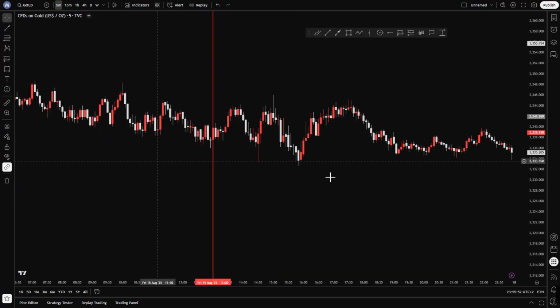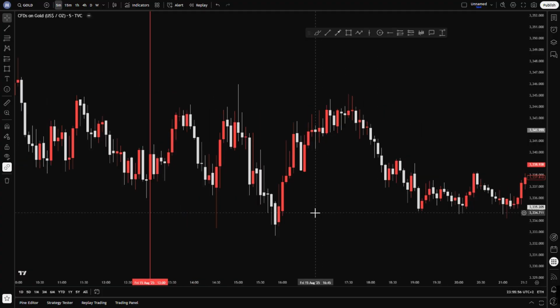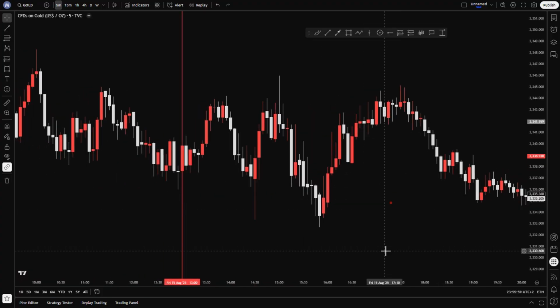Of course, not every trade is a winner. You will take a few losses, and that's completely normal. The key is learning to spot these levels consistently so that your winning trades outweigh the losses over time.